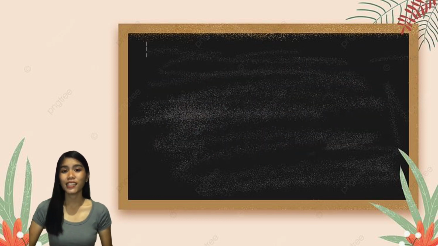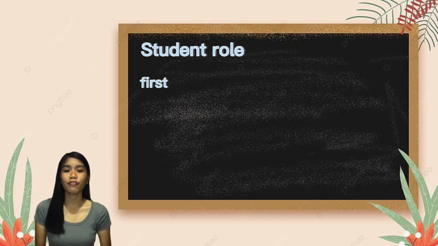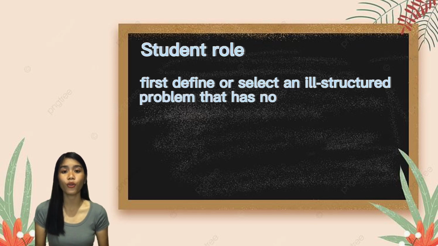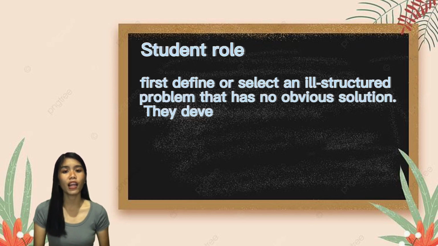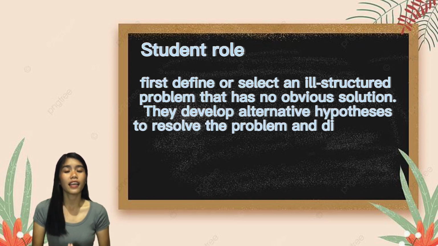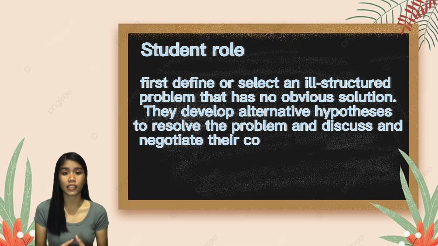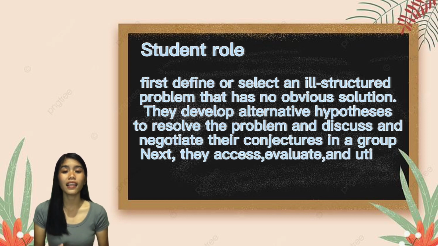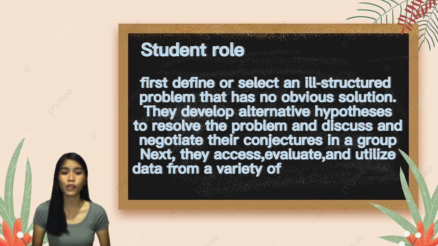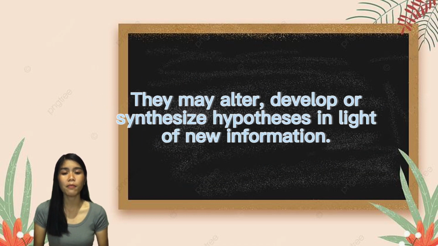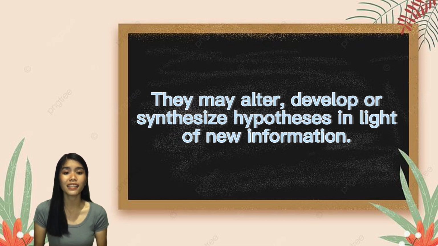So next is the student role. So students first define or select an ill-structured problem that has no obvious solution. So they develop alternative hypotheses to resolve the problem and discuss and negotiate their conjectures in a group. So next, they access, evaluate, and utilize data from a variety of available sources to support or refute their hypothesis. So they may alter, develop, or synthesize hypotheses in light of new information.